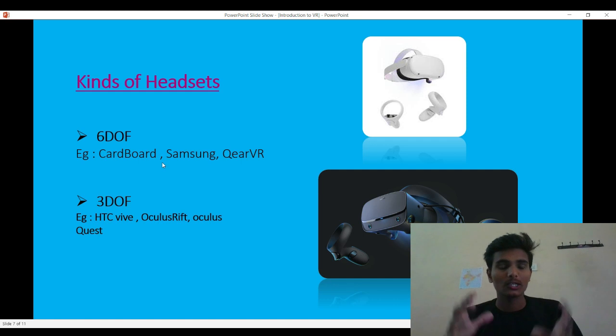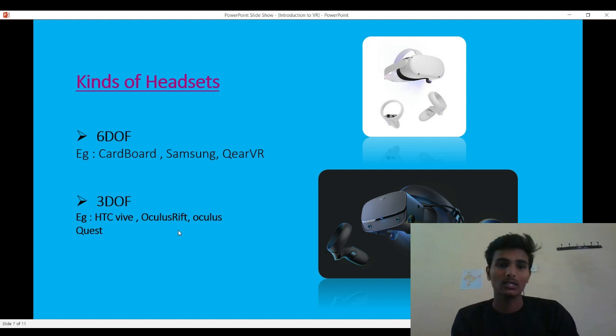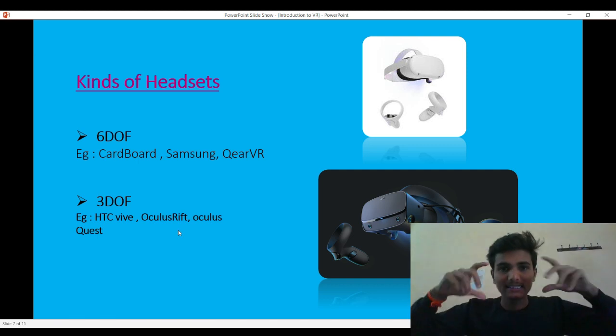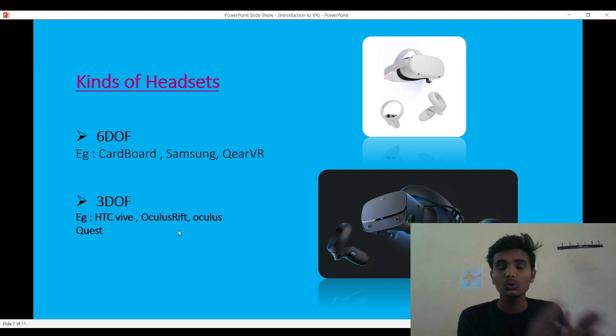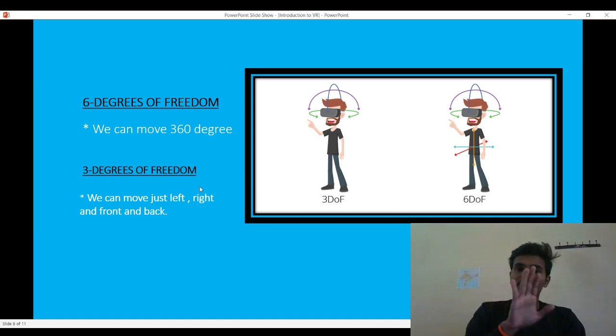Examples of 6 degrees of freedom are Cardboard, Samsung Gear VR, and for 3 degrees of freedom, HTC Vive, Oculus Rift, Oculus Quest. These are very exciting for the future of these developments. In the present generation, 70 to 80% of people are using mobile phones. In the upcoming future, 80 to 90% of people will be wearing only headsets by using virtual reality. So it is a major importance of virtual reality. Here, 6 degrees of freedom means we can move 360 degrees, and 3 degrees of freedom means we can move just left and right, front and back only.